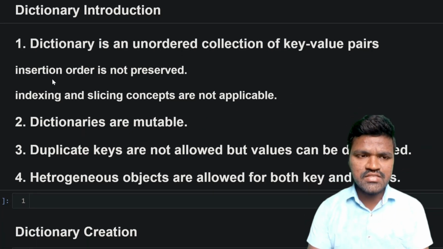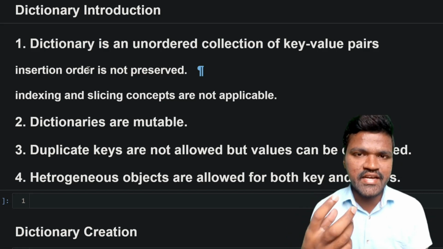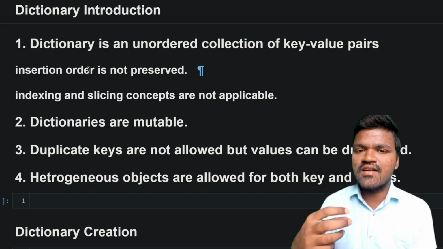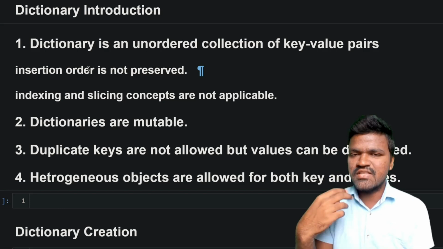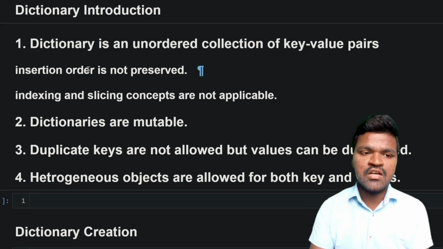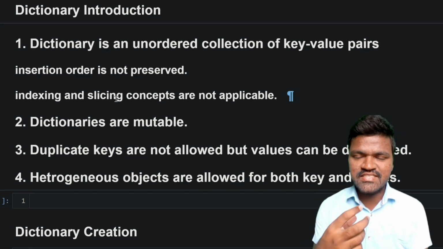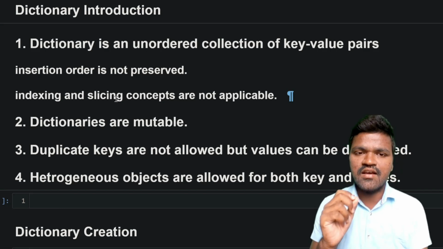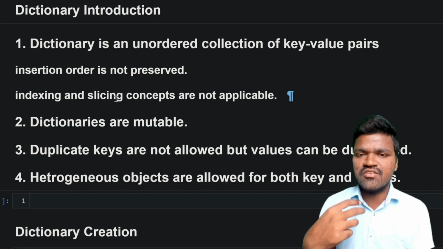As we have discussed, a dictionary is an unordered collection. As a result, insertion order is not preserved, however the dictionary is created, because a dictionary is an unordered collection. Previously we have seen one unordered collection, which is nothing but set, right? As a result, indexing and slicing are not applicable for dictionaries. For sets also, indexing and slicing are not applicable because a set is an unordered collection, and in a similar fashion, a dictionary is also an unordered collection. We cannot perform indexing and slicing for dictionaries.